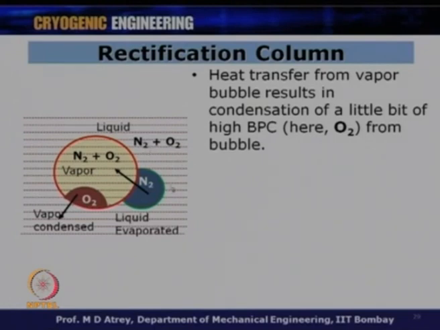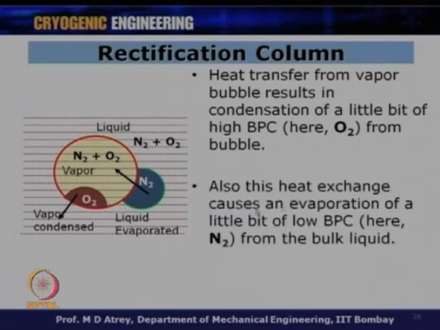So, the liquid at this plate gets enriched in the high boiling component, oxygen, and this liquid will come down to the next plate when its height increases beyond a particular weir height. This process will continue on every plate. We have to understand that all these condensation and evaporation activities depend on the temperature across the column. The heat exchange also causes evaporation of a little bit of the low boiling component from the bulk liquid, which is what I just explained, and this will continue across the entire column.